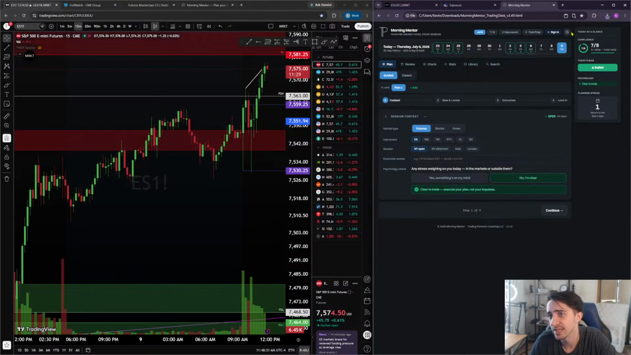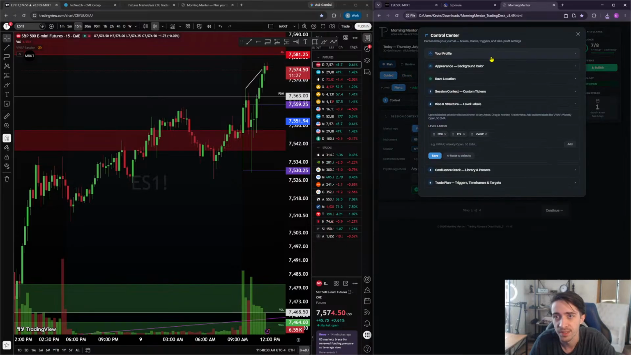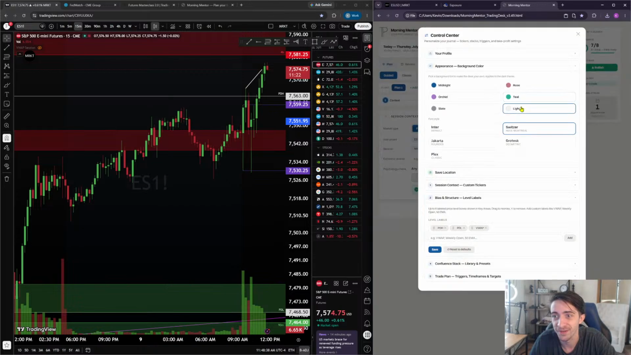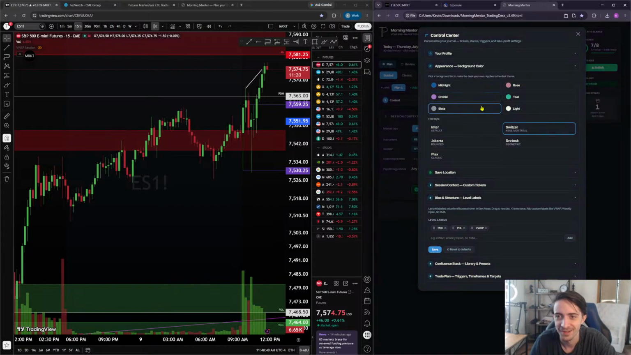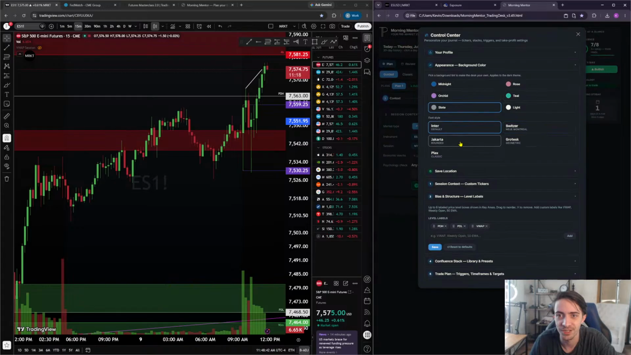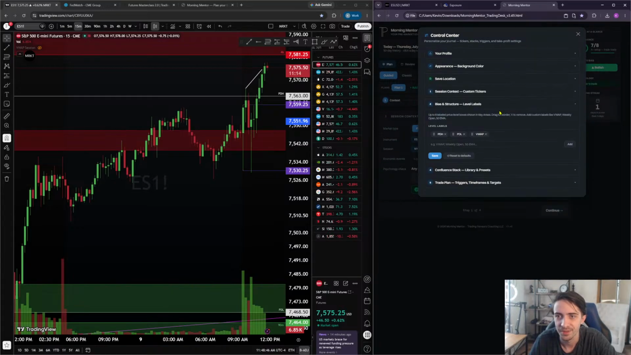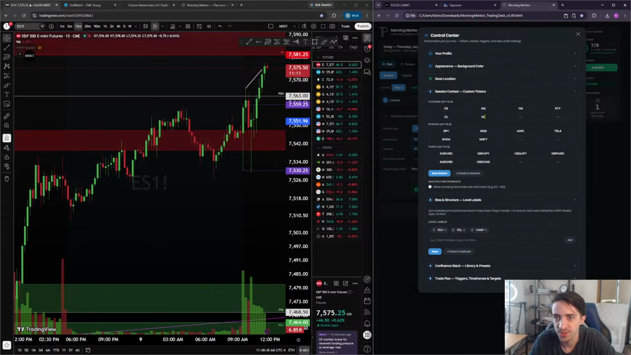I also added a few things to the settings, like appearance and background. You could change the color if you want, and you could change the font a little bit too. What else? Sessions. You could add tickers, if you trade a different stock, forex pair, whatever it is. And you could also allow choosing more than one instrument. So if you're looking at the ES and NQ that day, you could do that through here.